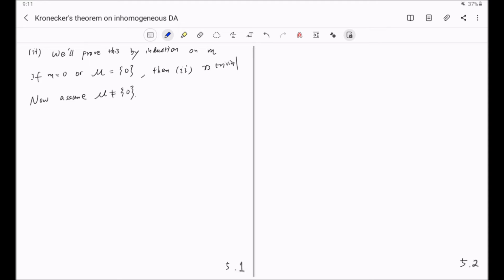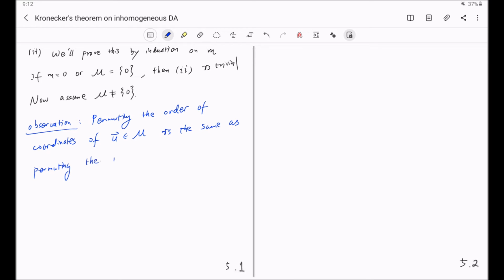Now I would like to make an observation. The observation says that permuting the order of coordinates of the vectors u in M is the same as permuting the m rows of the matrix A. And do you see why?